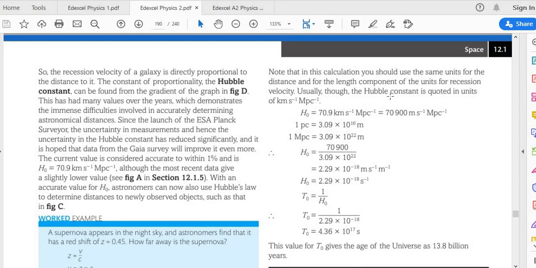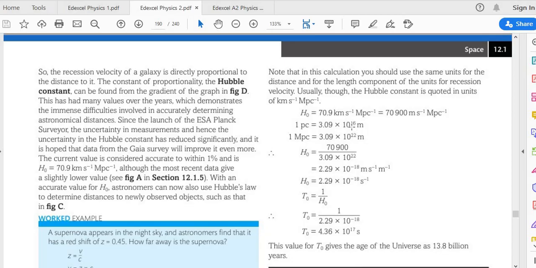Note that in this calculation you should use the same units for the distance and for the length components of the units of recession velocity. Recession velocity is the velocity with which the galaxy or star is moving away from us. Usually the Hubble constant is quoted in units of kilometers per second per megaparsec, H0. You can convert these units to this. This is in kilometers per second, then here meters per second, again per megaparsec.